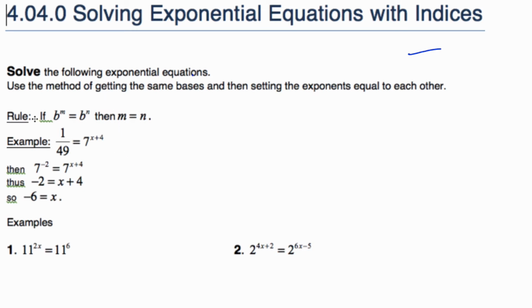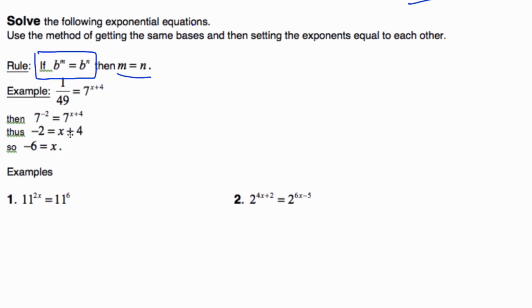And the whole premise here is considering this. If we have a base to some exponent equal to the same base to some exponent, then in order for these things to be equal, m must be equal to n. And if I look at this first example, you can read this one here. Pause it and read that one. That would probably be a good use of your time.